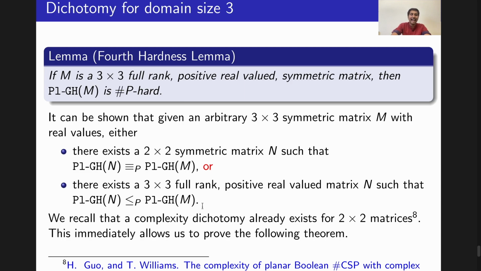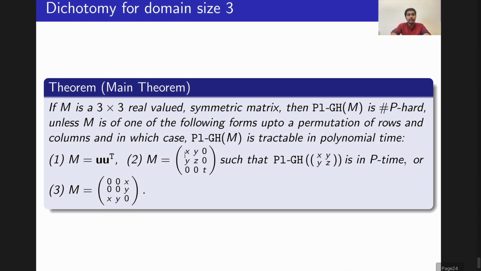Now, we already have a complexity dichotomy for this case, and in this case, we've just shown that the problem is sharply hard. Therefore, we have our main theorem now, which states that if M is a 3 cross 3 real valued symmetric matrix, then planar GH of M is sharply hard, unless M takes one of these three forms, and we can verify in polynomial time whether M takes these three forms, and that proves our main theorem.